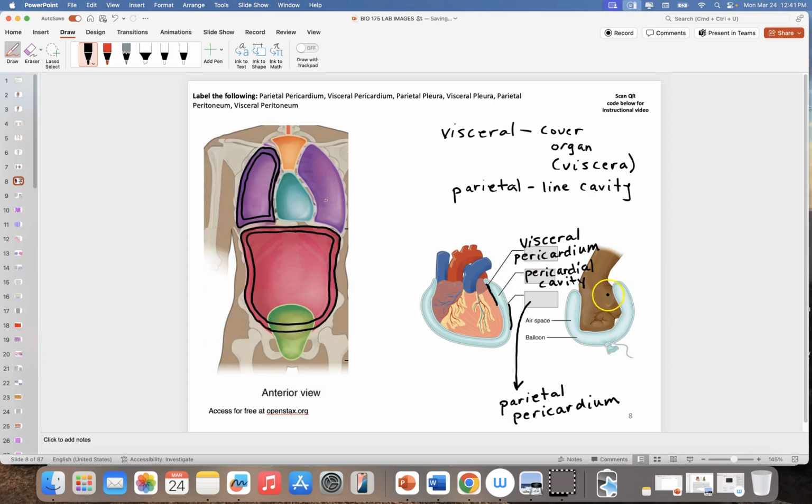And you can use this visual analogy. If we had a balloon and we pushed our fist into the balloon, our fist is representing the heart, and the balloon then creates a double layered membrane. So we've got double layers here, and those represent the serous membrane. This would be visceral, this would be parietal, and then this space in the middle would represent the cavity.